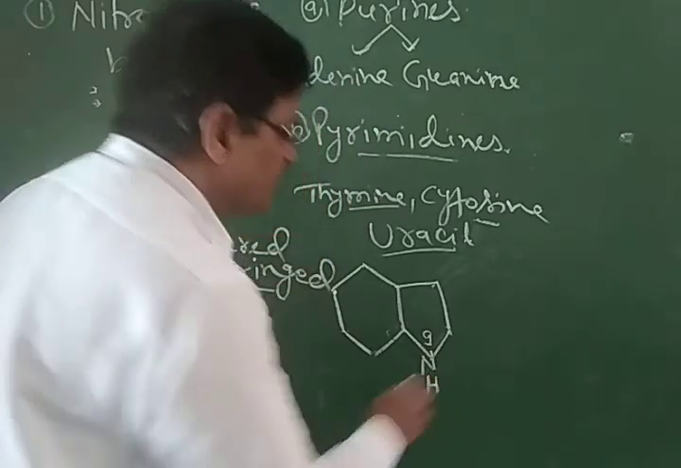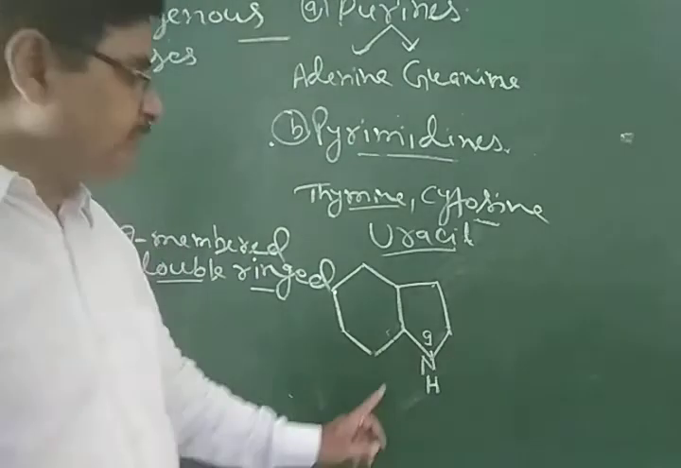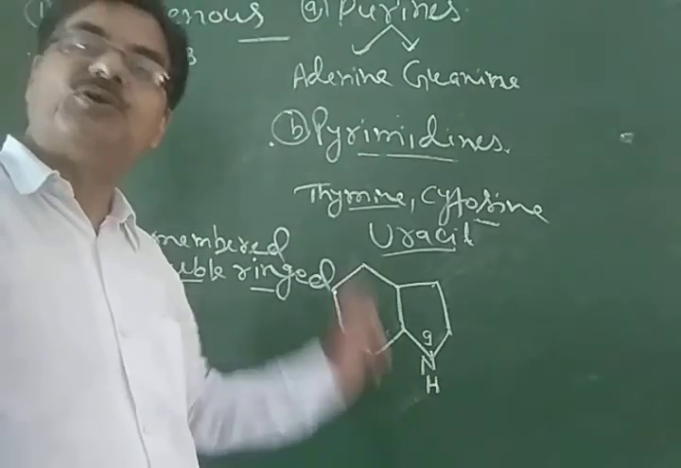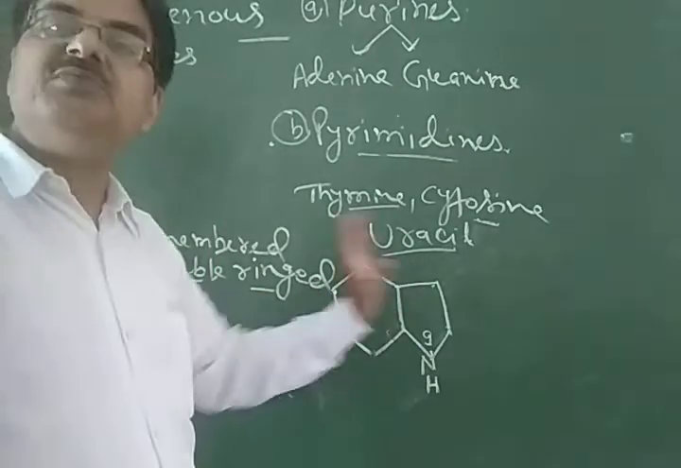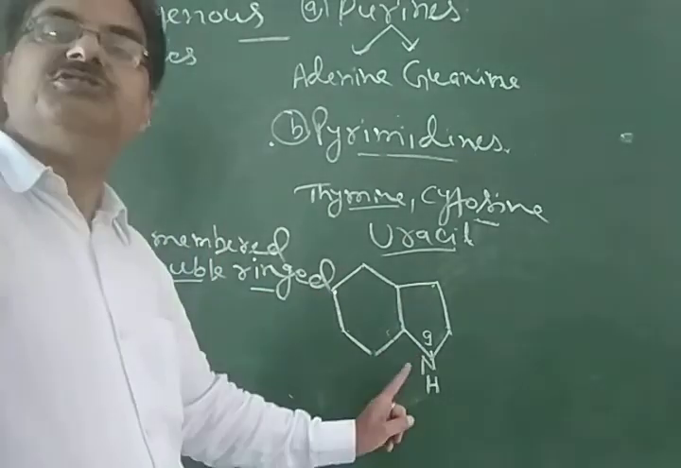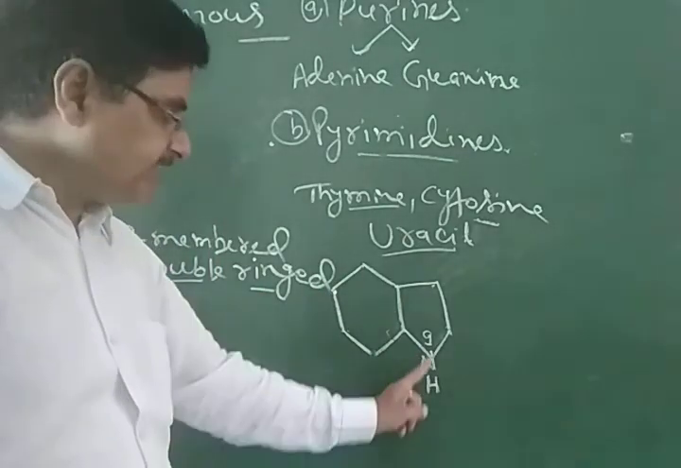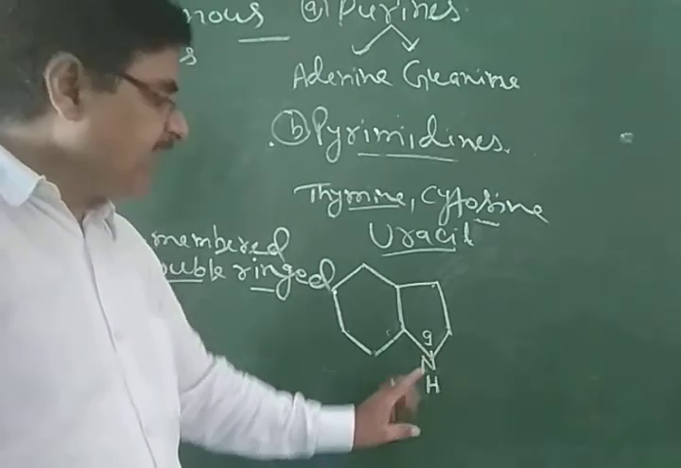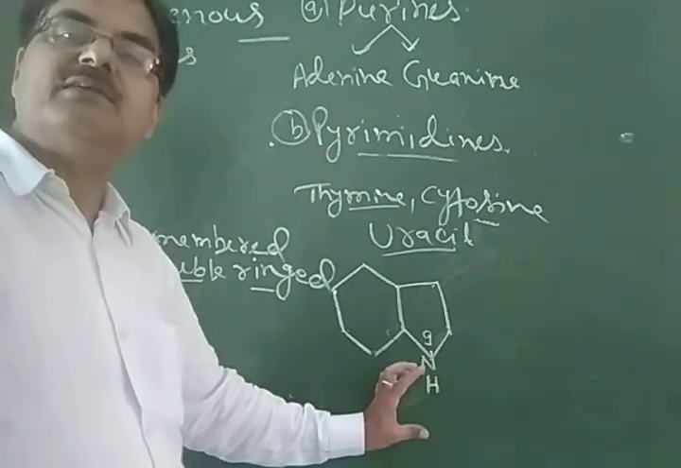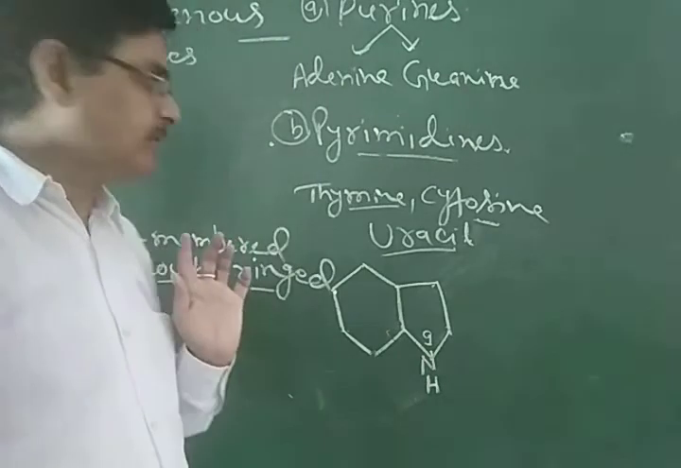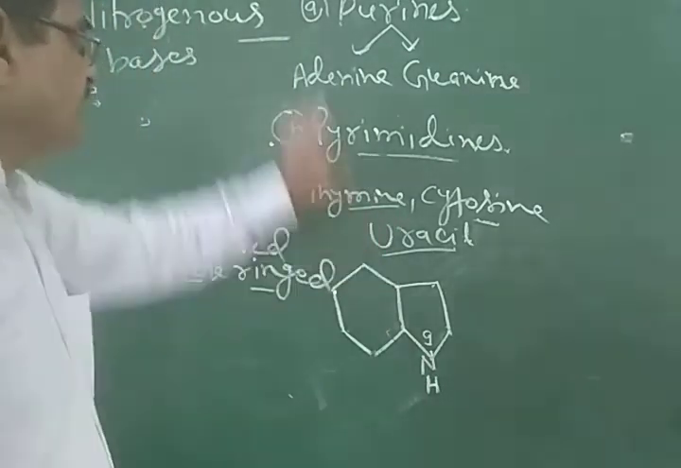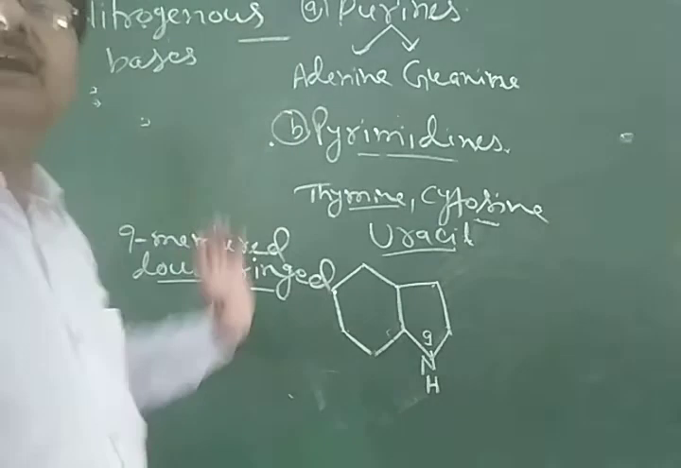This is the NH group that takes part in the formation of glycosidic bond with the sugar. So the purine bases are attached with the sugar at ninth position. There is the NH group at the ninth position, and this NH group takes part in the formation of glycosidic bond with the sugar. Okay. So these are the purine bases, adenine and guanine.